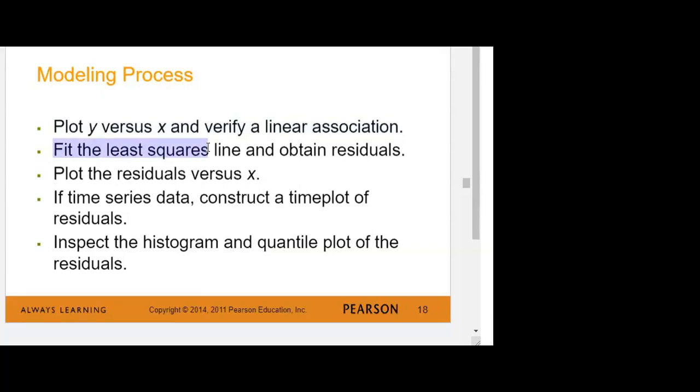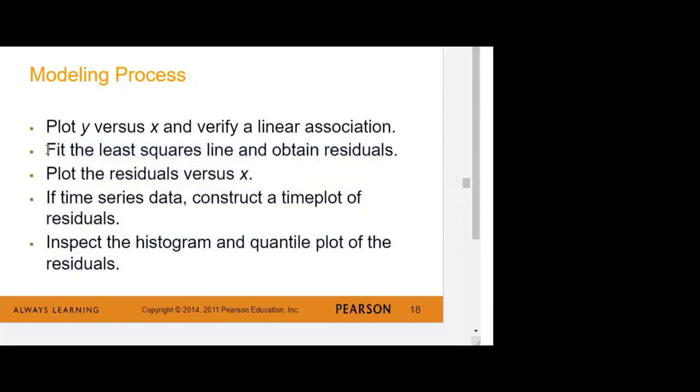Fit the least squares line and obtain, so that's your fit line, right? Obtain the residuals. And plot the residual versus x, and x is explanatory variable IV. So on the x-axis you have IV, on the y-axis you have residuals. You're going to look for similarity of variances. You're going to look for no patterns in residuals and majority of data to be around the line, symmetrically on top and bottom of the line. If time series data, construct a time plot. We will talk about time series data in chapter 27, hopefully by the end of the semester. Inspect histogram and quantile plot of residuals to check the normality of your residuals.